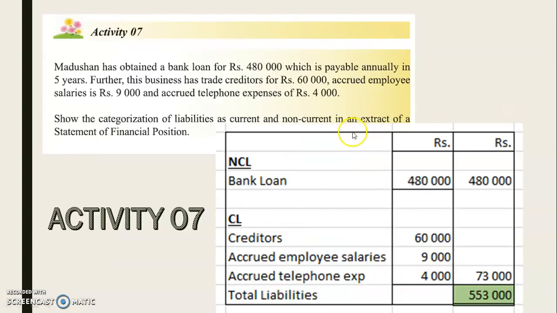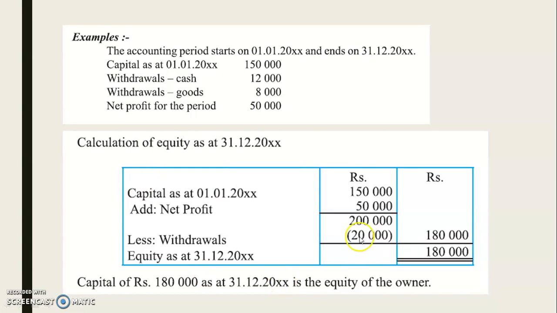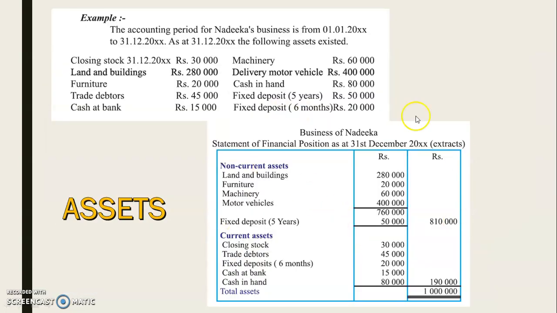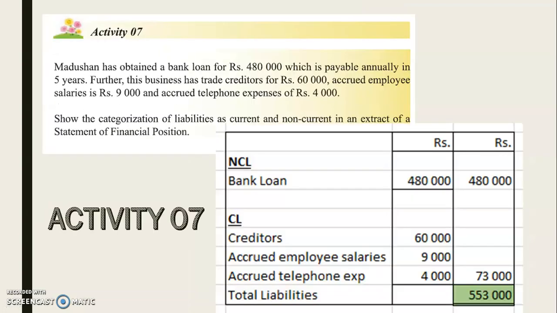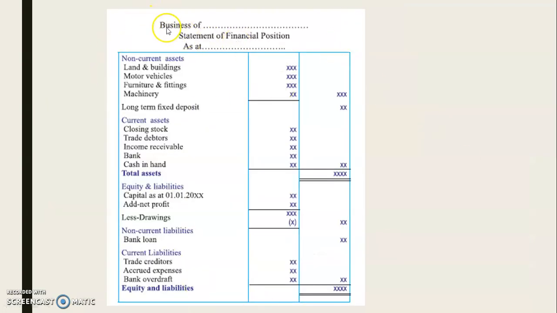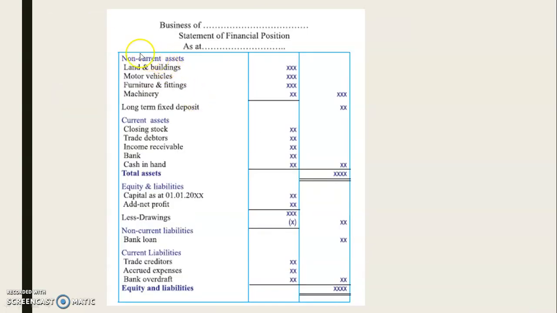Okay, so far we did everything separately. We did non-current liability here, we did equity, and then we did assets. Now the format is we put everything together. Okay, this is the format. So always remember to write the name of the business, statement of financial position, and as at 31st December, whatever. I don't have time to do the example with you anyway. So you put everything together: non-current assets, current assets, equity, non-current liability, current liability.